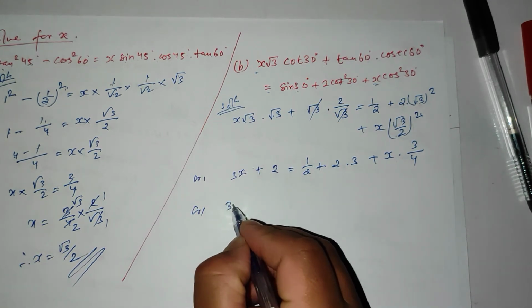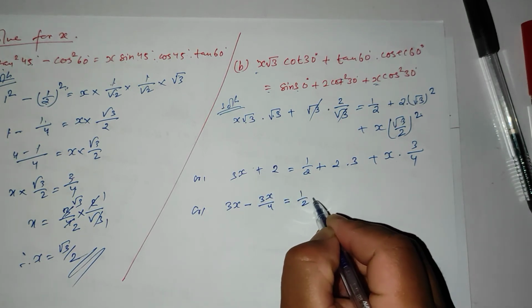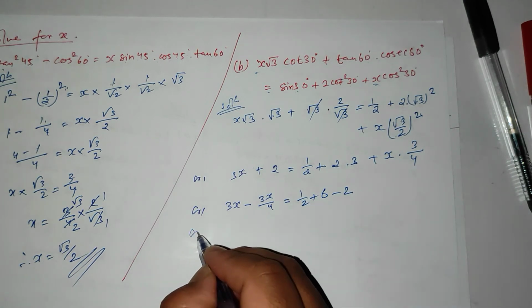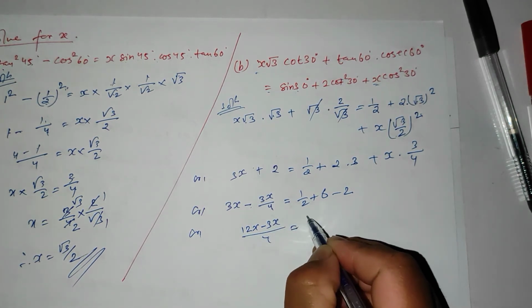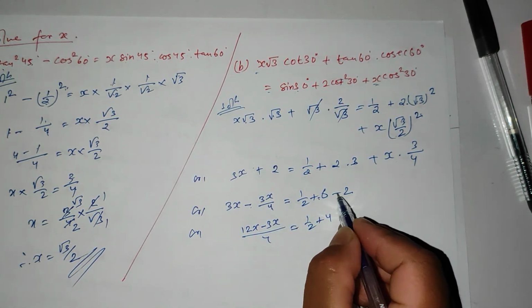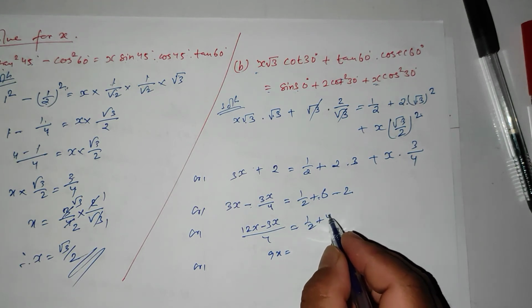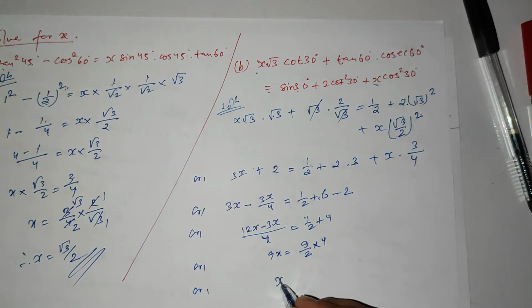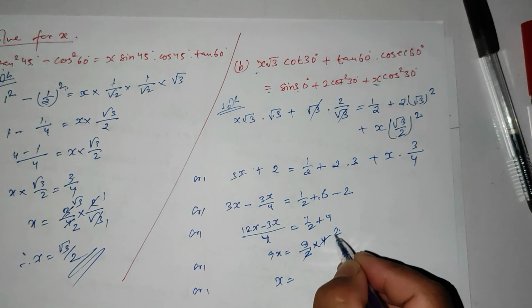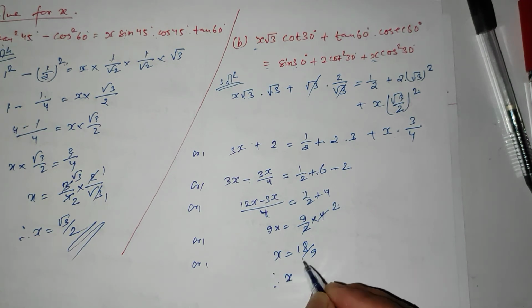Take x to one side: 3x minus 3x by 4 equals 1 by 2 plus 2 threes are 6, minus 2. LCM 4: 3 fours are 12x minus 3x, divided by 4, equals 1 by 2 plus 6 minus 2, which is plus 4. So 12x minus 3x is 9x. Take LCM: 2 fours are 8 plus 1 is 9, divided by 2. Divide by 4, multiply by 4. So x equals 2 twos are 4, 9 into 4 is 18, over 9. Divide by 9. Therefore, 18 divided by 9 is 2. Therefore, x equals 2. I hope you understand.